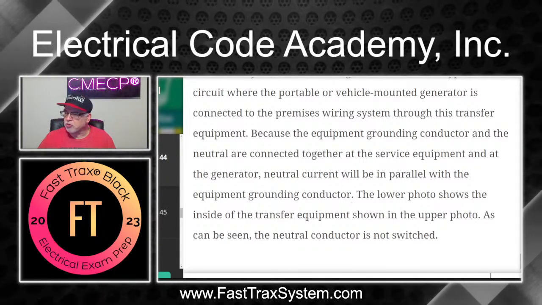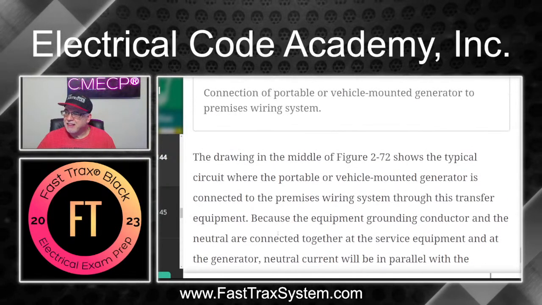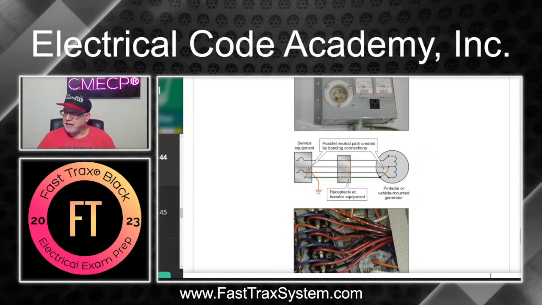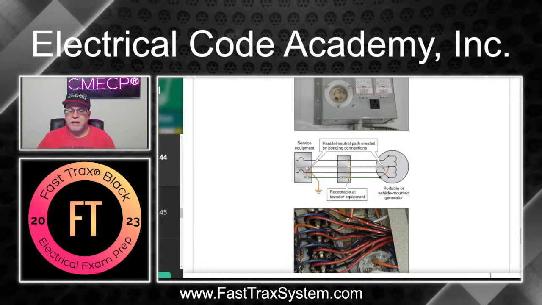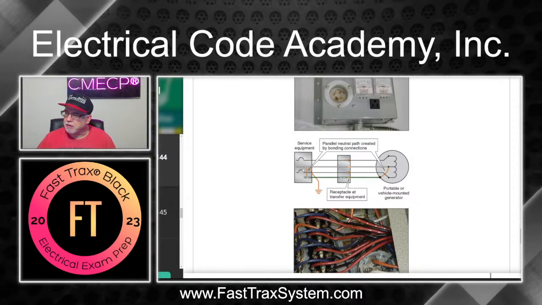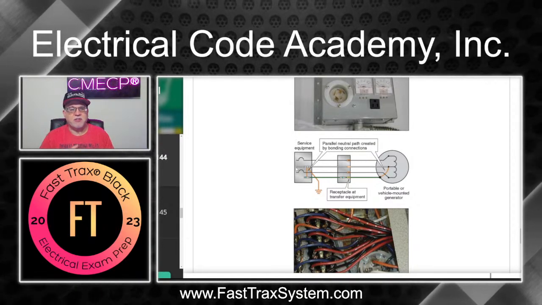So the lower picture shows the inside of the transfer equipment shown in the upper photo. As can be seen, the neutral connection is not switched. That is a serious hazard. All right. That means neutral current, even in this service, when it's back to a service, can actually send neutral current back through the winding, back through here, and then back on the equipment ground, and creates a loop. Okay. So it creates a very unsafe condition.